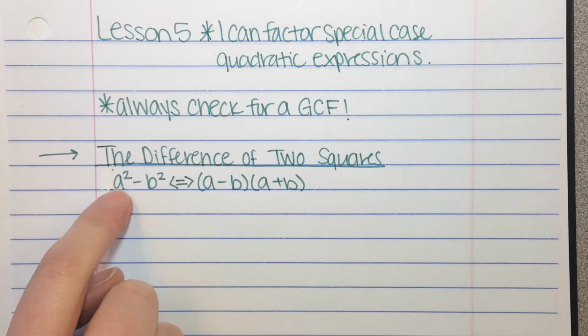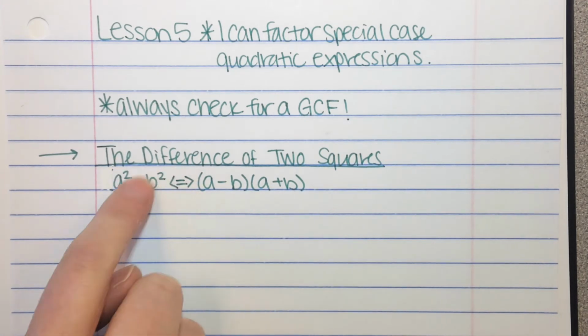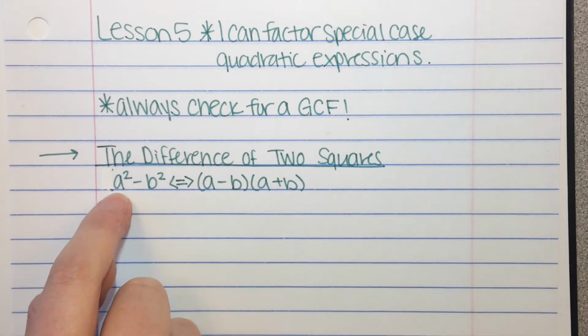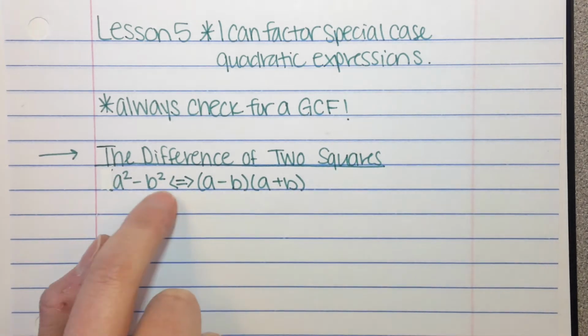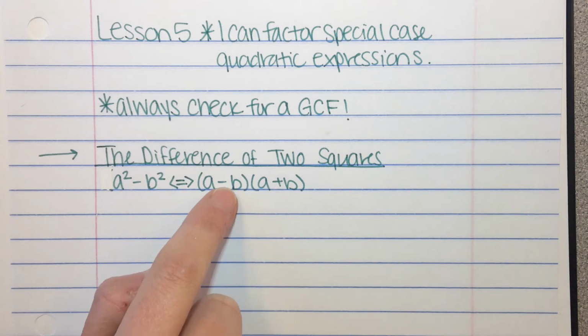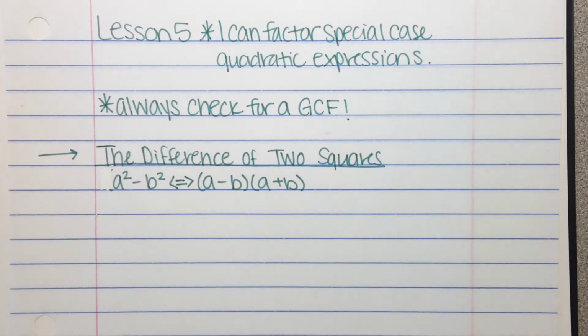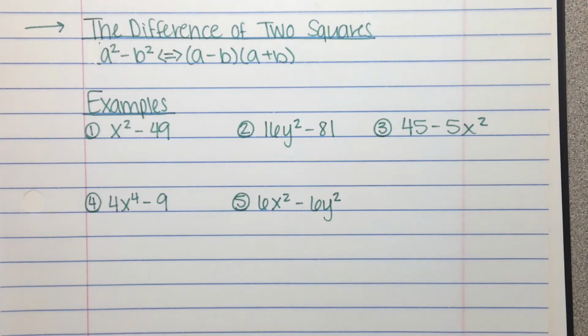But we're going to look at some problems where you have a perfect square minus a perfect square. And this works because a times a is a squared. B times b is b squared. And if you have a negative times a positive, you get a negative. Okay? Okay, let's look at some examples.